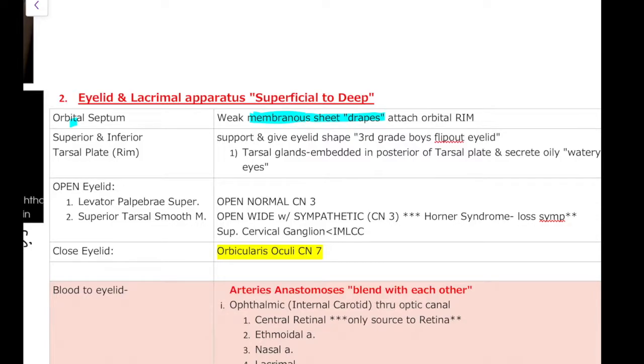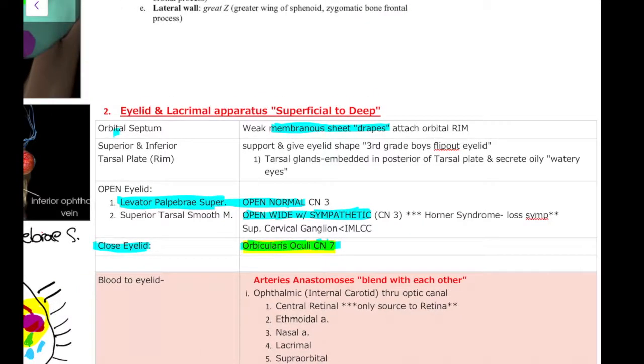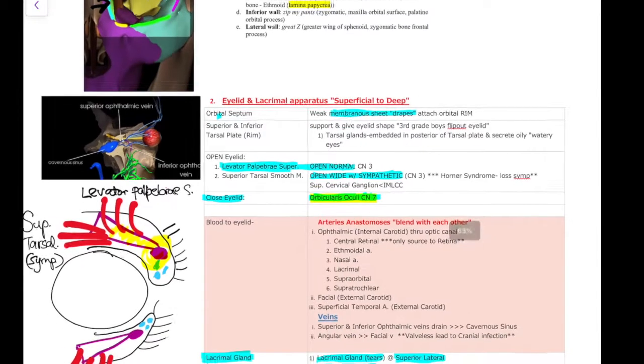And we have a muscle, levator palpebrae superioris, that is attached to the superior tarsal plate, and with the help of that, we're able to open the eyelid. Whereas closing the eyelid is facial expression, orbicularis oculi muscle, innervated by facial nerve. So normal opening of the eyelid is by levator palpebrae by CN3. Extreme opening of the eye due to sympathetics is by cranial nerve number 3. And then we have a Horner syndrome that can be due to loss of sympathetics.